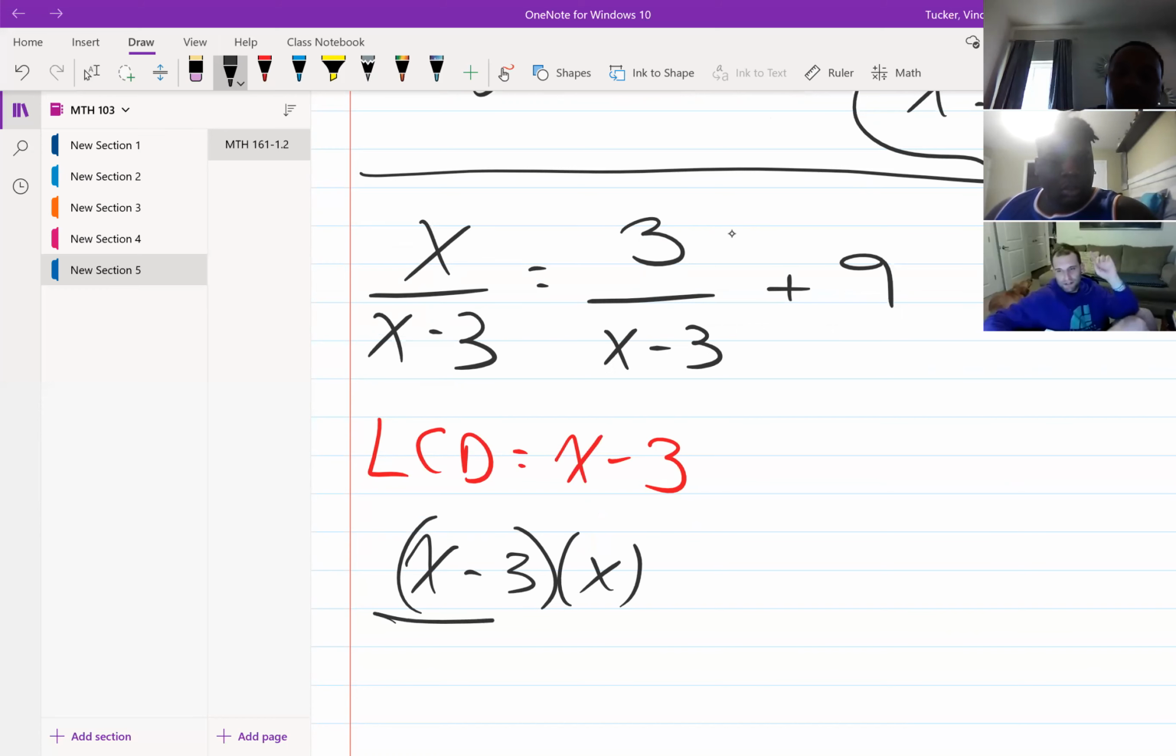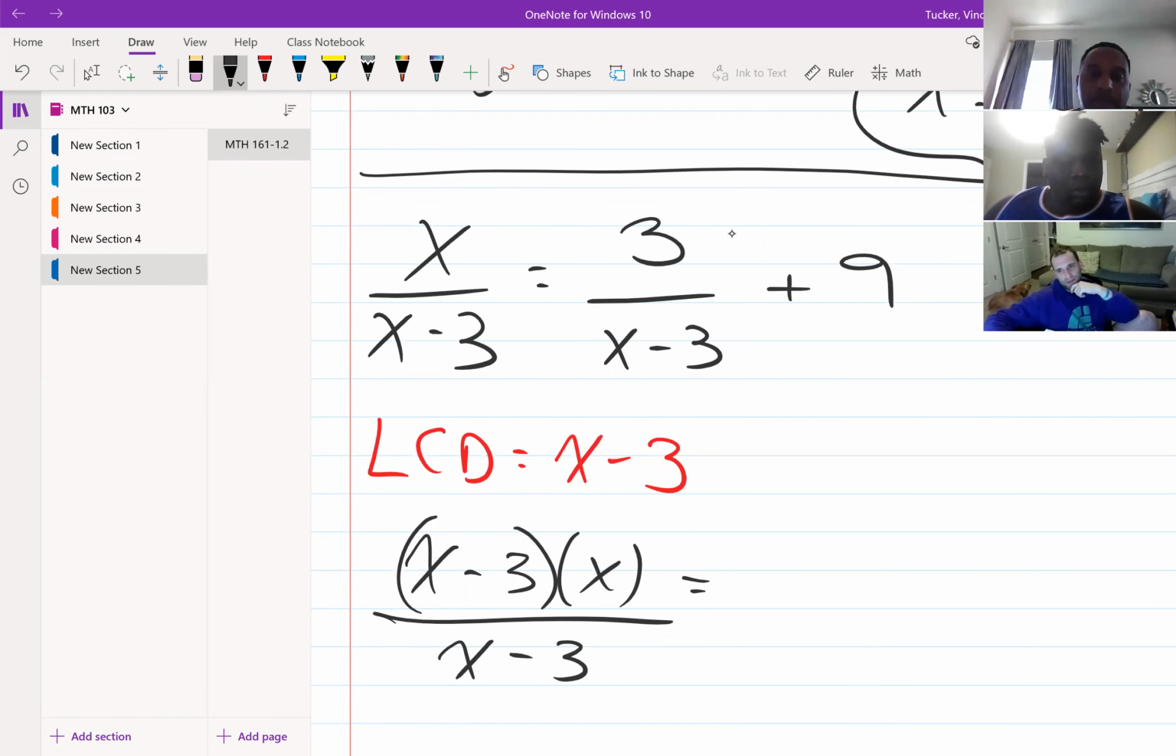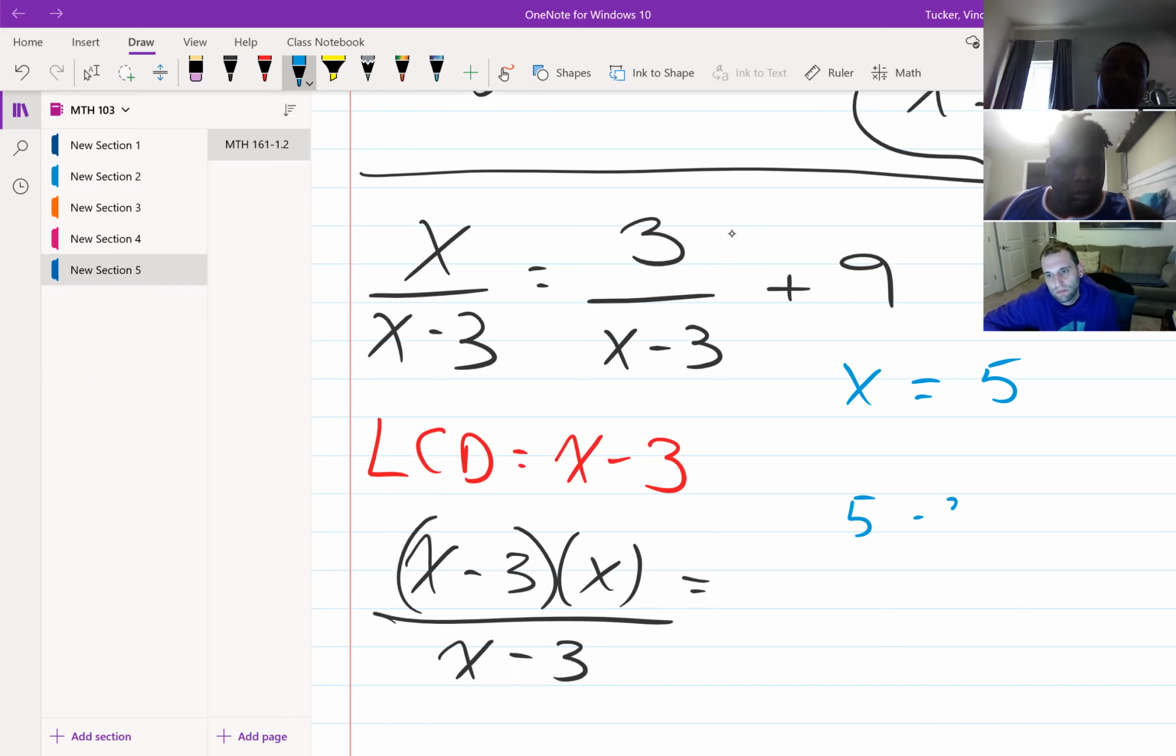Hey, sir. I just had a quick question. I'm having some trouble with this LCD thing. How can it be an x and a negative 3 at the same time? I thought it was just one number. Okay. Now, x minus 3 represents a number. Don't forget, let's say if I let x be equal to 5, when I plug in 5, that 5 minus 3 is actually going to be 2. So that means 2 would be in my denominator. See what I mean? The whole x minus 3 represents a number. All right. Thank you. Appreciate it.